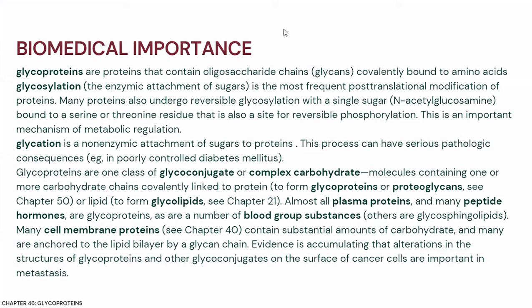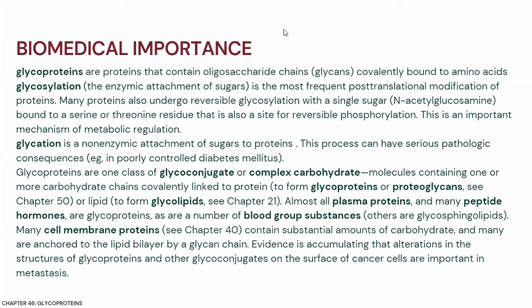The medtech knows about this. This is what they call hemoglobin A1C, or glycated hemoglobin, when the blood sugar increases in amount more than normal. Okay, so that's glycation. And it says that this process has serious pathologic consequences. An example was the one that I mentioned, uncontrolled diabetes mellitus.